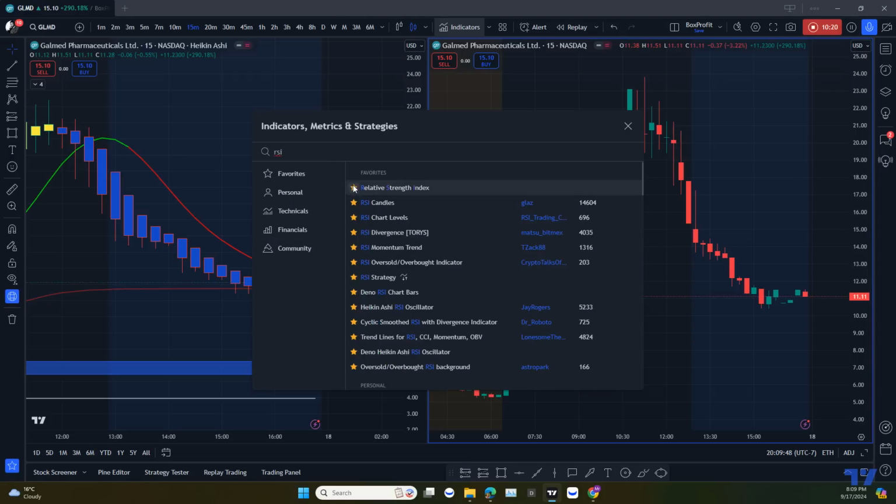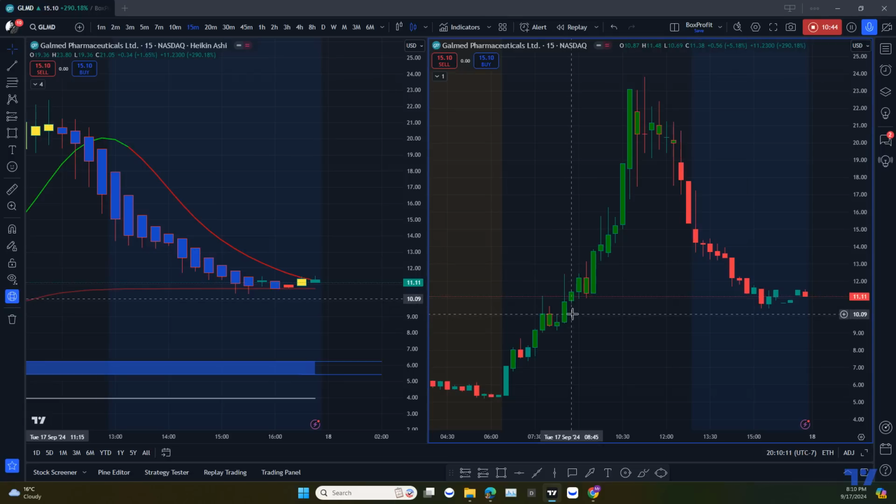Okay, after you have typed RSI, you see this Glass. That is the RSI we're looking for, which is RSI candles. You're going to click on RSI candles by Glass, and that will add to your chart. After adding that to your chart, you can favorite it. Then let's set this up, and then we will add the next indicator.